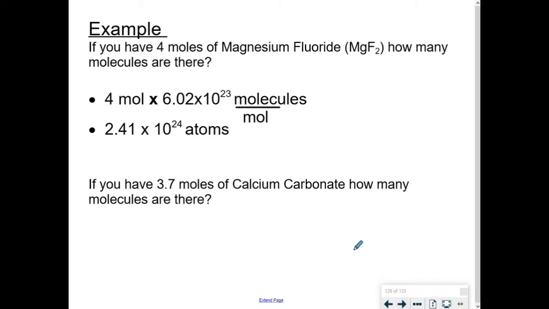Okay, so this example is one that's just sitting right here. I've actually even got the answer there. If you have a phone, actually, you know what? I'm going to move to the front for this one because I need my phone. Let's say that I told you that you had 4 moles of magnesium fluoride. My question is, how many molecules would there be?